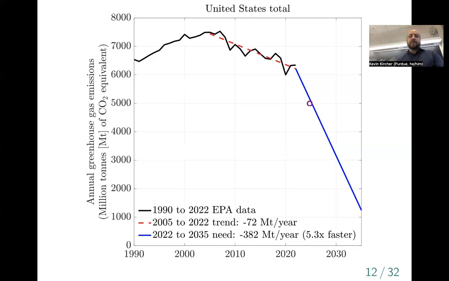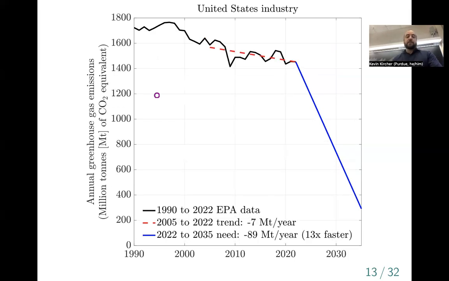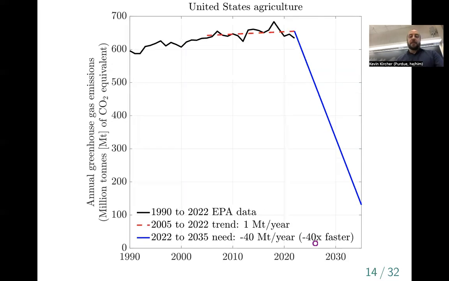Then I'll break this out, basically the same graph but with a different scale on the y-axis, breaking out the components that make up this overall US trend. This is industry, things like manufacturing, plastics, fossil fuel refining, concrete, steel, et cetera. This is modestly decreasing, driven in part by efficiency improvements in the industrial sector, but also driven by offshoring, taking heavy manufacturing out of the US and moving it overseas. Here, the ratio of slopes is about a factor of 13, so a lot of speed up is needed there.